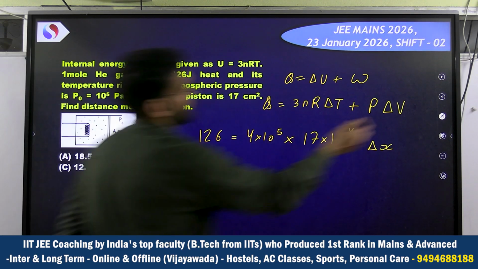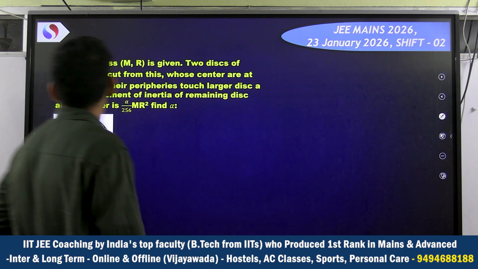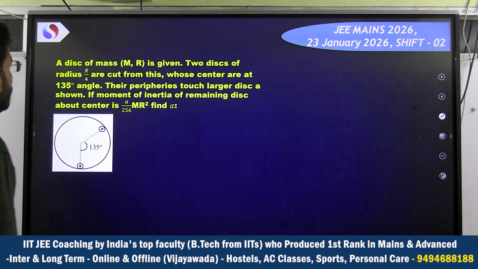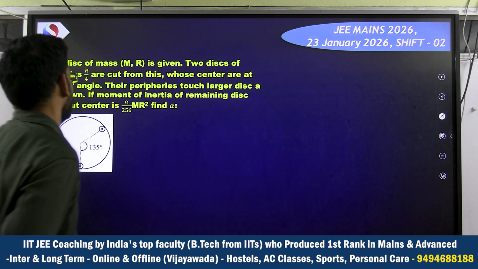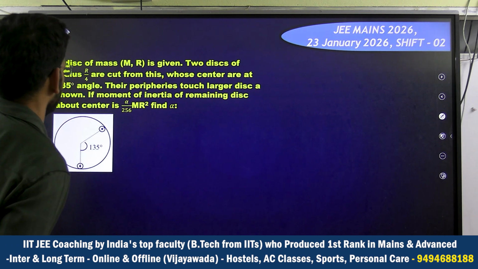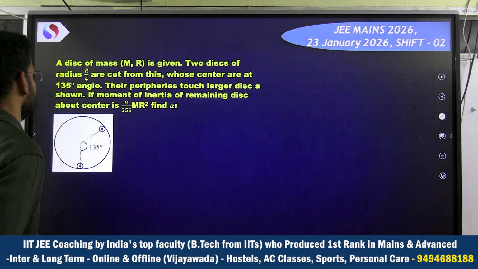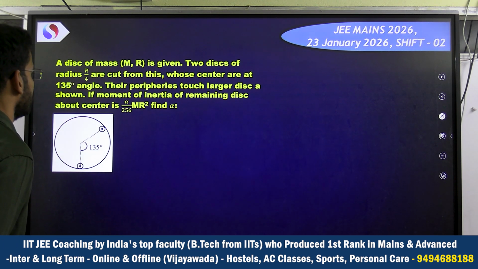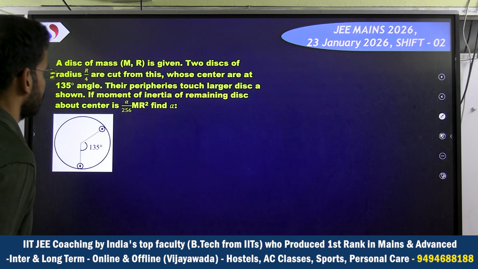Next, disk of mass m and radius r is given. Two discs of radius r by 4 are cut from this, whose centers are at 153 degree angle. This diagram is not accurate. Their peripheries touch the larger disc as shown. If the moment of inertia of the remaining disc about center is alpha by 256 mr square, find alpha.